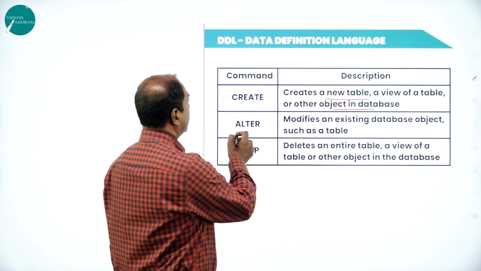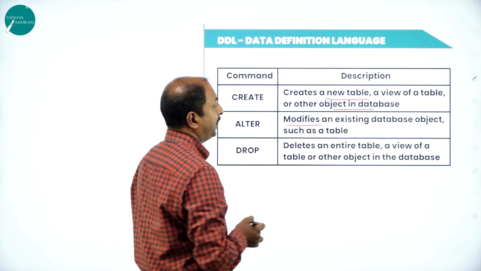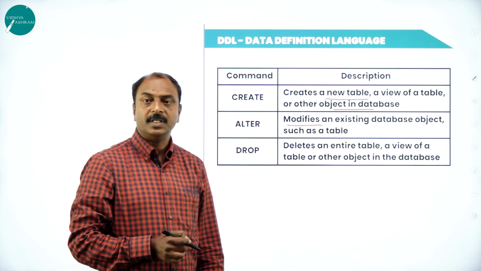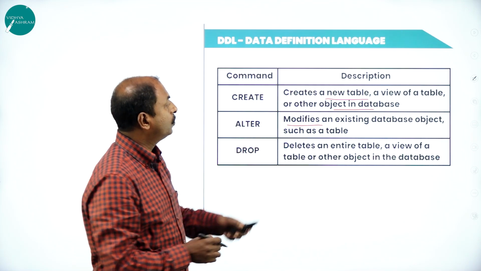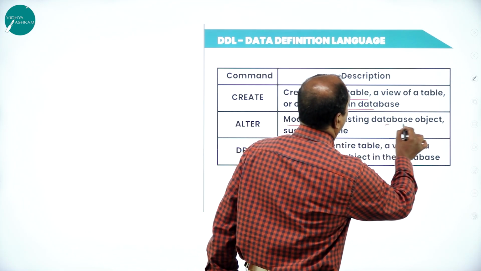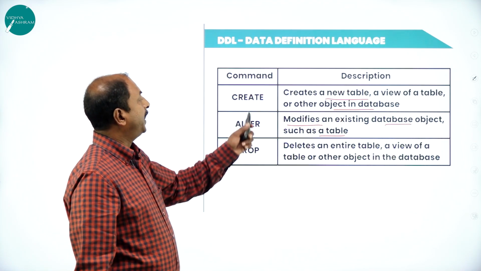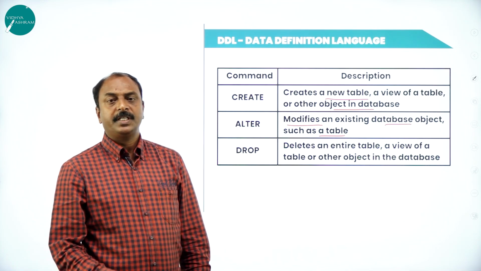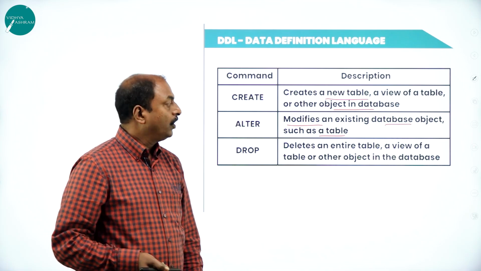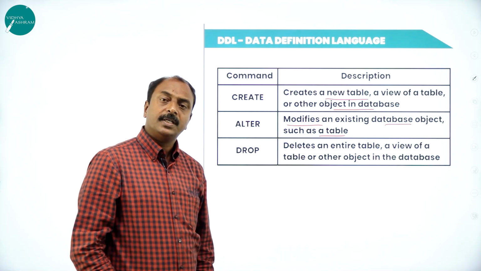Next one is the alter command. Alter is nothing but modifying an existing database object such as a table. This is a SQL command to alter a database object, that is, a table. Suppose with the help of the create command we create a table, and any changes are to be made to that table, we can make use of the alter command.